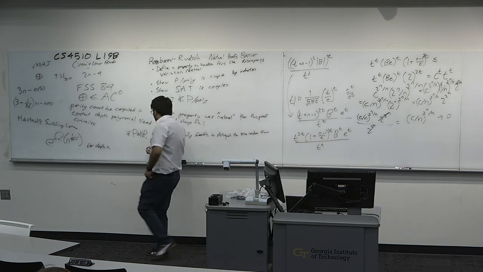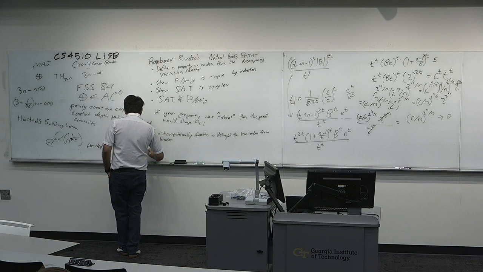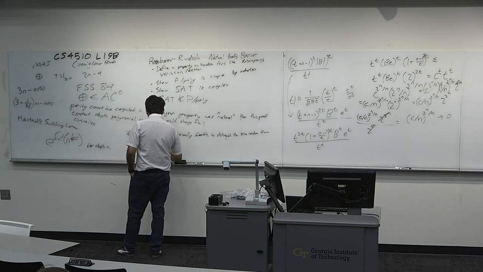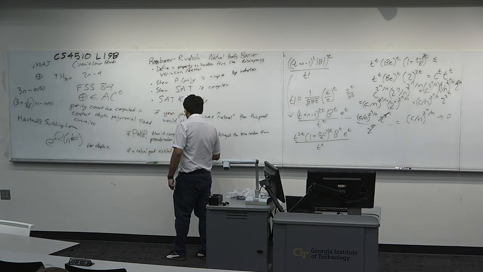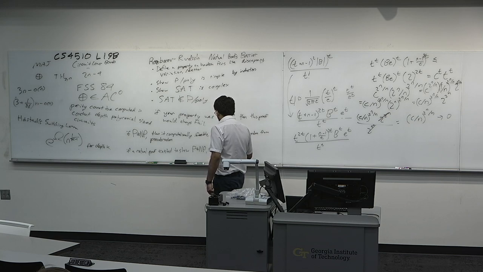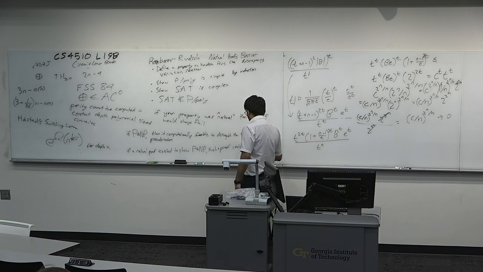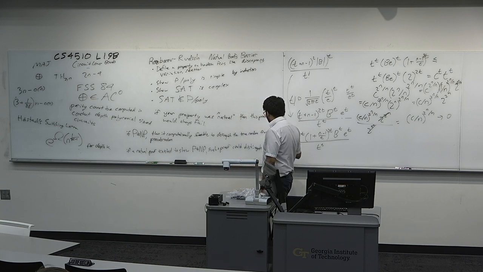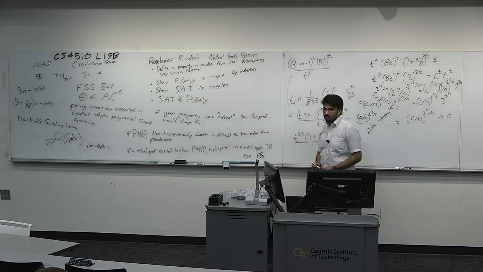The reason I'm saying this is, if a natural proof existed to show P does not equal NP, such a proof could distinguish the true random from the pseudorandom. At a high level, that's basically the argument.